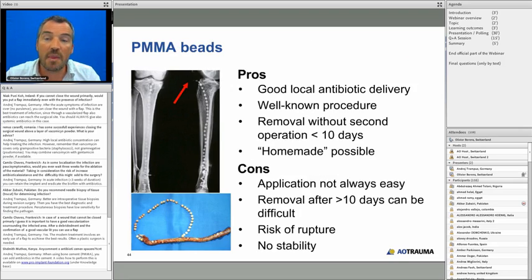And we can use PMMA beads, normally with gentamicin. They can even be homemade in hospitals where we cannot buy the prefabricated ones. Normally the antibiotic delivery is very good, and we can take them out up to 10 days after the operation very easily. The problem is that if we leave them in too long, it can be difficult to get them out. The chains can break, they can rupture, and then we can have a very hard time getting out the last beads which are sticking in the bone, and of course they don't give any stability.